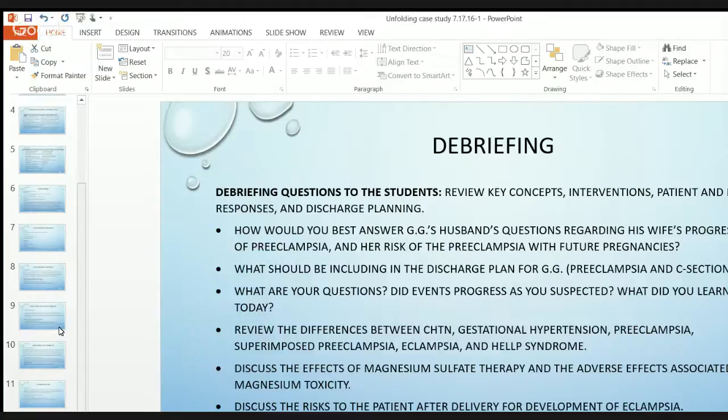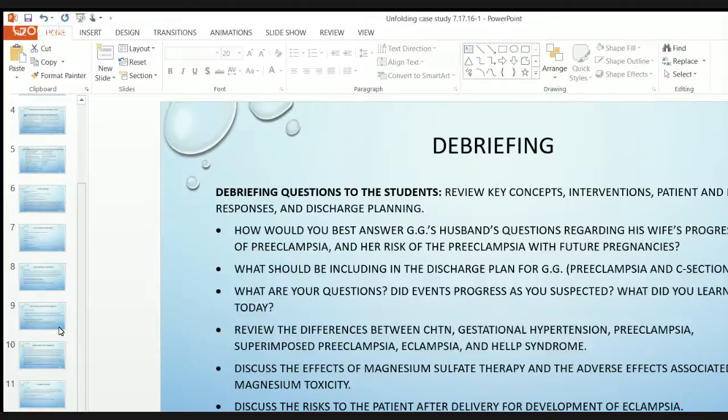A lot of times in this particular scenario, Gigi had a desired effect. Her DTRs were 3+, and with the inclusion of magnesium sulfate, they came back into normal range. However, when we are using magnesium, there's always the risk of respiratory depression. There's a risk that her DTRs could go down to 0. We're always concerned about urinary retention. So we always have to monitor those I's and O's.